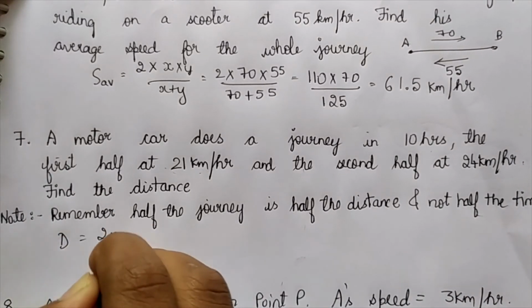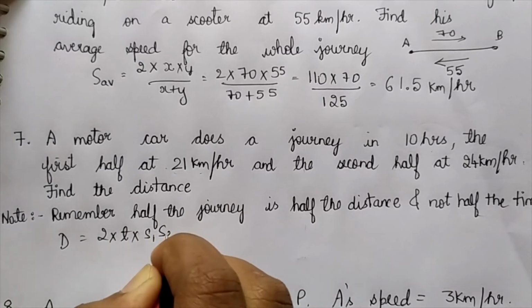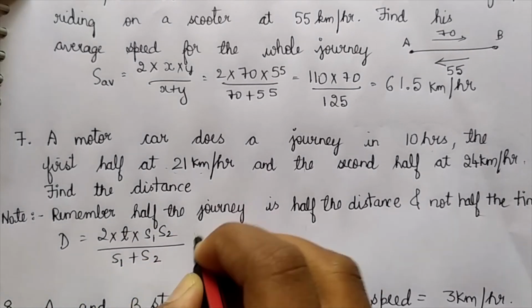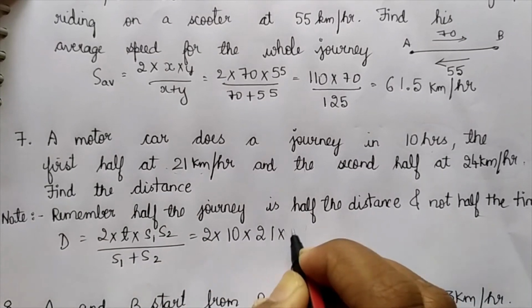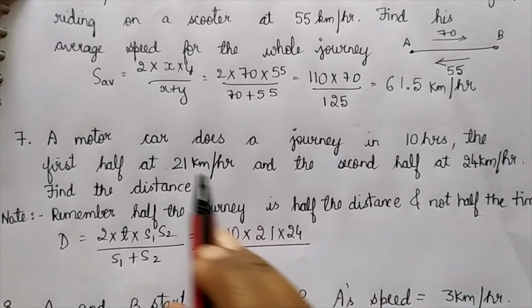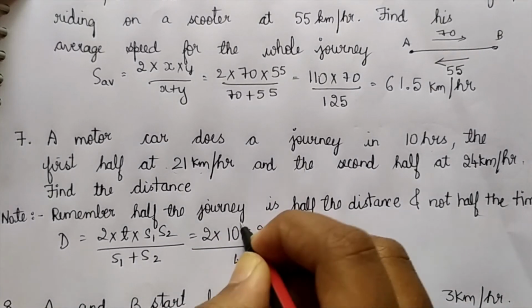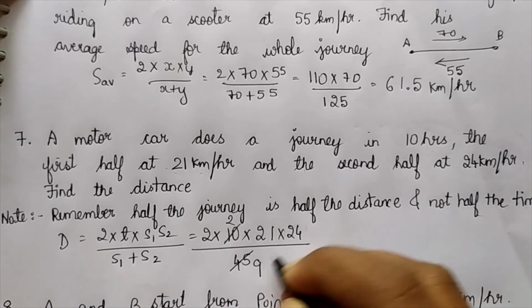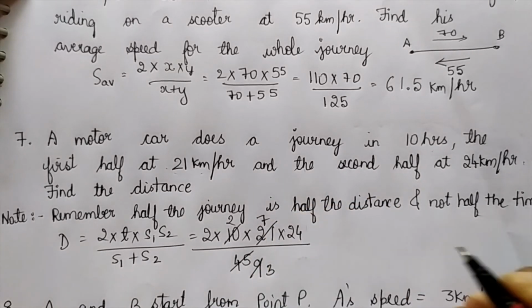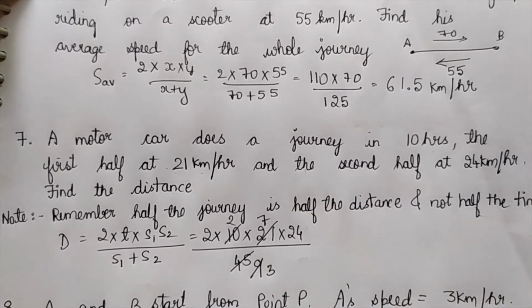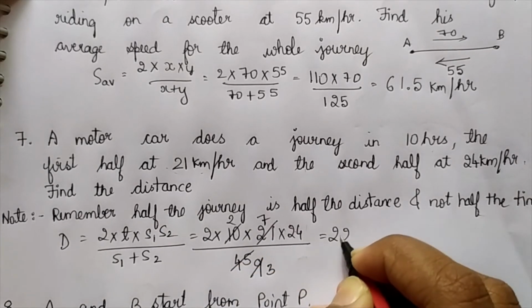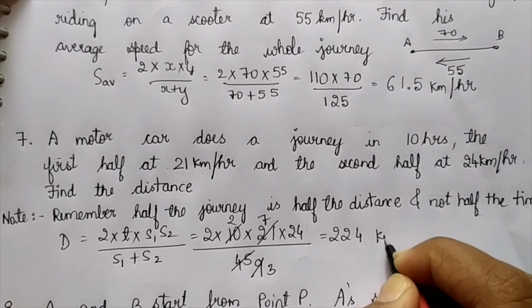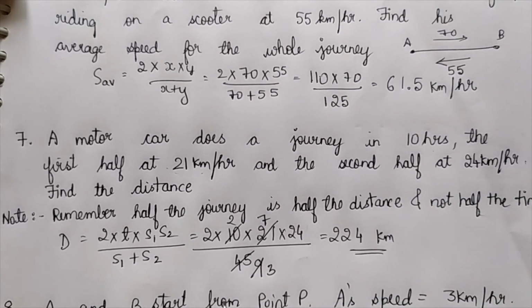So we'll apply the formula. Distance equal to twice into time into S1 S2 by S1 plus S2. 2 times time is 10, S1 is 21, S2 is 24, S1 plus S2 is 45. If I reduce this, I will get 224 kilometers. You can cross check and please tell me in the comment section if it's correct.